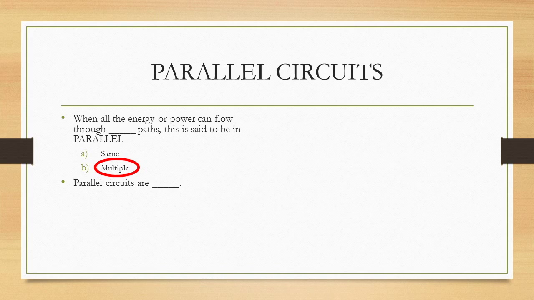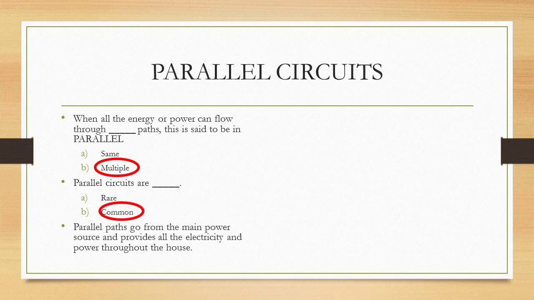Parallel circuits are blank. Are they A, rare, so you don't see them very often, or B, it's very common in your everyday life? And the answer is B. You actually see them in a lot of different devices. Parallel paths go from the main power source and provide all the electricity and power throughout the house.